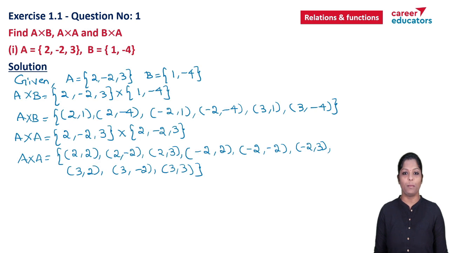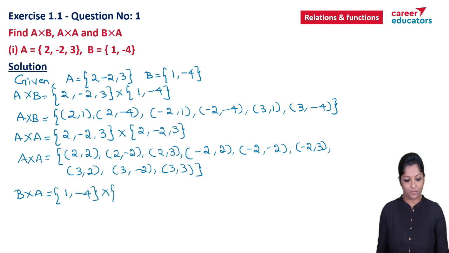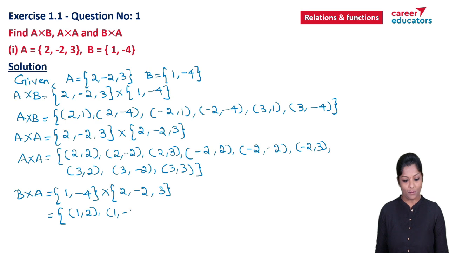Next we are going to find B cross A. To find B cross A, we have to pair each element of B with each element of A. B cross A equal to, write all the elements of B, cross, write all the elements of A. In the next step, we have to take the first element of B and pair it with all the elements of A. We will get (1, 2), (1, -2), (1, 3).